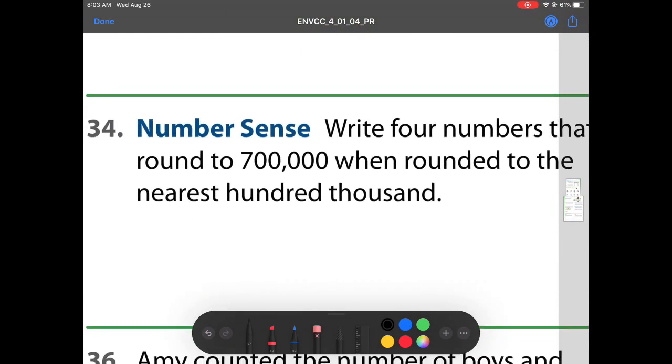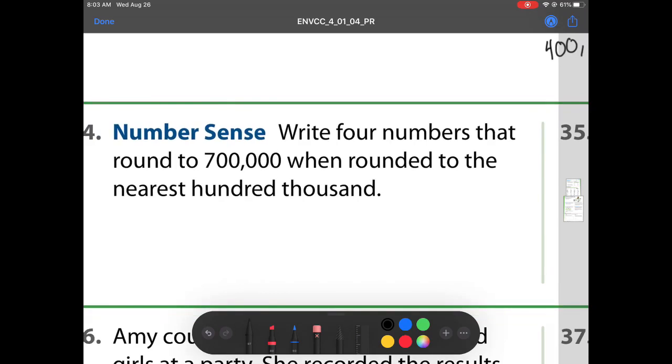Heading on to number 34. It says, write 4 numbers that round to 700,000 when rounded to the nearest 100,000. So we need to think, what numbers could round to 700,000 if we're at the nearest 100,000? Well, let's start with a super easy one. I know if I go next door and I want this to stay a 7, it needs to be 4 or less. So I'm going to pick a 2 because that's less than 4. And then it doesn't matter what all these other numbers are because they will become 0 anyways. So now if I went next door, this 2 is 4 or less, so it would round down to 700,000.